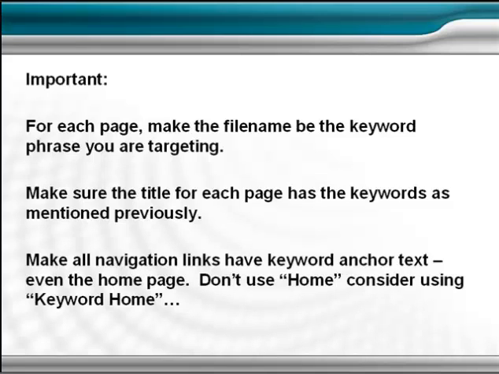Another point is make all your navigation links have keyword anchor text, even the home page. So for your navigation links, you want to make sure that they have the anchor text, for example, buying Florida real estate, and then that links to the buyingfloridarealestate.html webpage. And even for your home page, don't just link to it with home as the anchor text. Use keyword home, so real estate home. So that way all the links pointing back to your home page still have the keyword real estate in the anchor text.